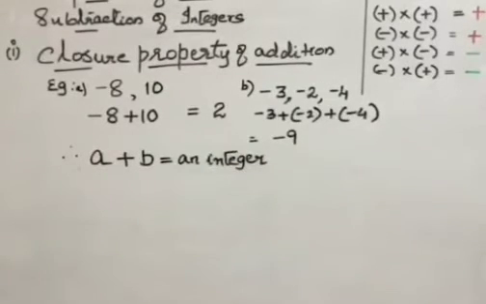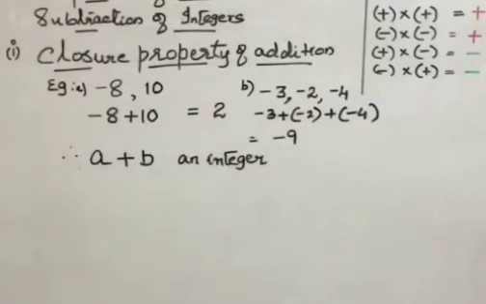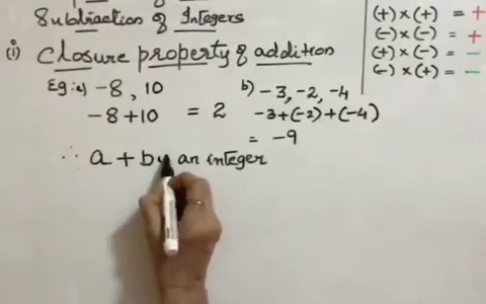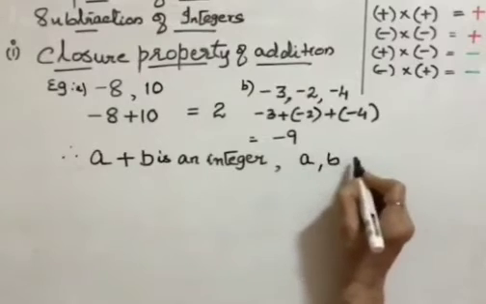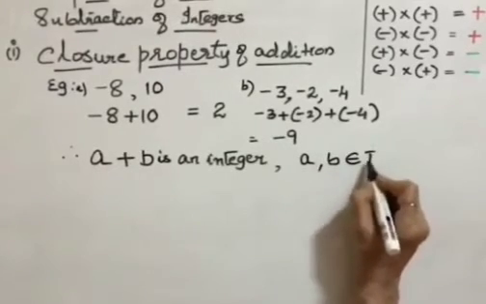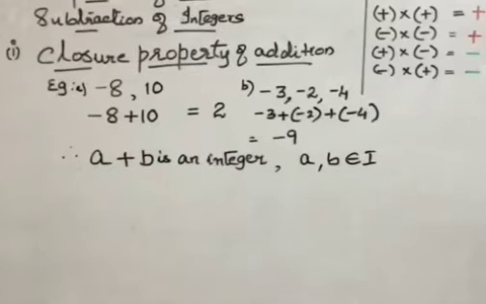A plus B is also an integer. Okay. A plus B is an integer where A and B both belong to the set of integers. Children, try to recall this symbol. Did you all understand? Now that is as far as closure property of addition is concerned.